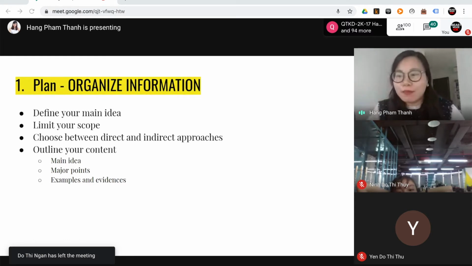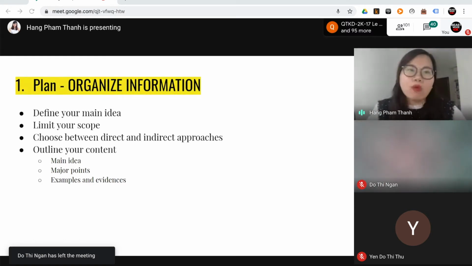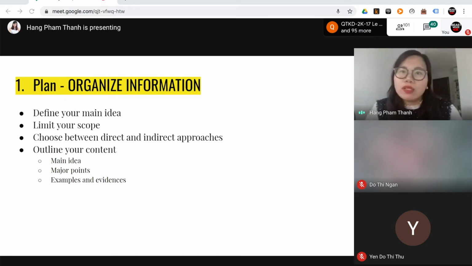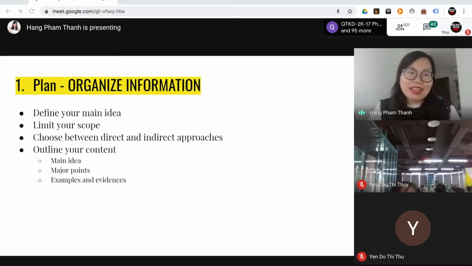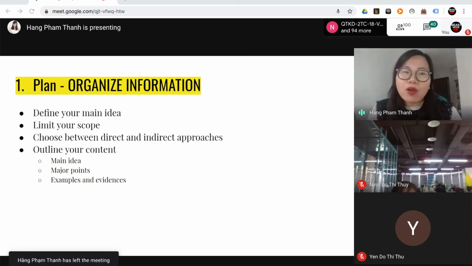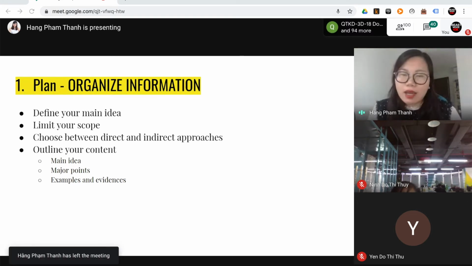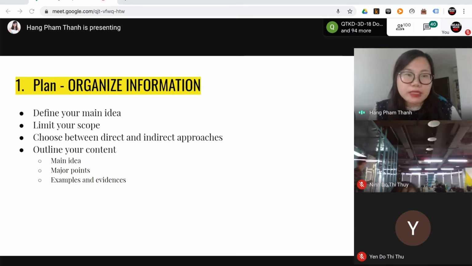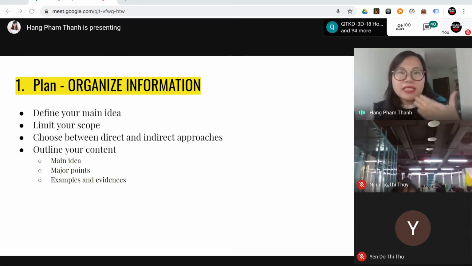After we gather the information and choose the channel, now we will organize the information. The basic principle for organizing the information may be very familiar to you already. We define our main idea, we limit our scope, we also want to choose between direct or indirect approaches. This is one point that we will go into further later. And we outline our content easily by just following the basic principle of having the main idea first, then the major points and examples and evidence.